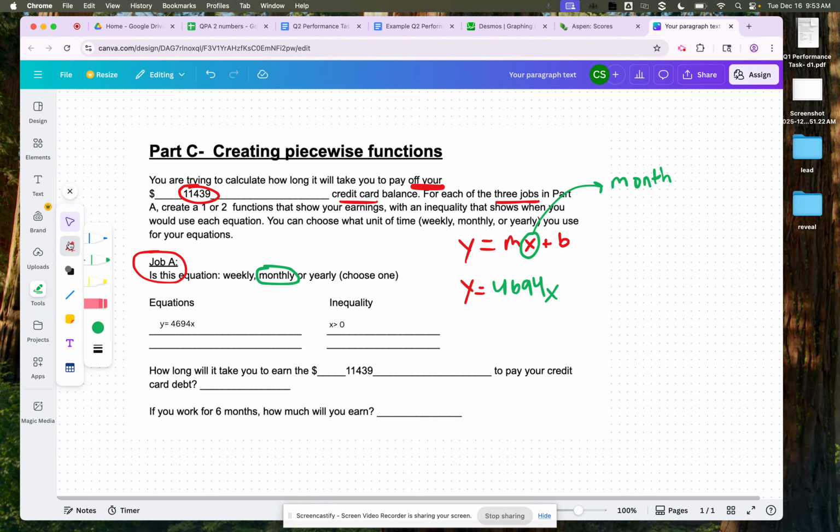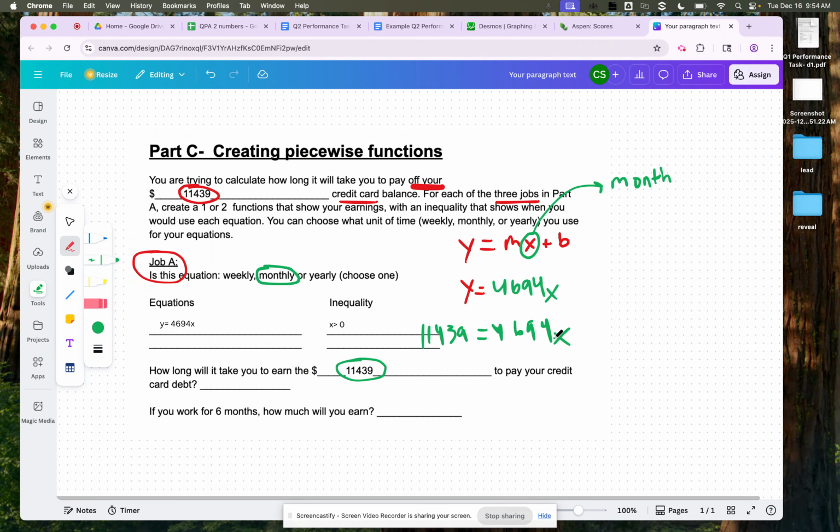All right, so I need to figure out how long it's going to take me to earn this much money. And so I'm going to take my equation and remember, x is the number of months. I'm trying to figure out how many months. I don't know how many months, but I do know how much I need to earn. So I need to earn $11,439. And so how many months does it take me to earn this much money?